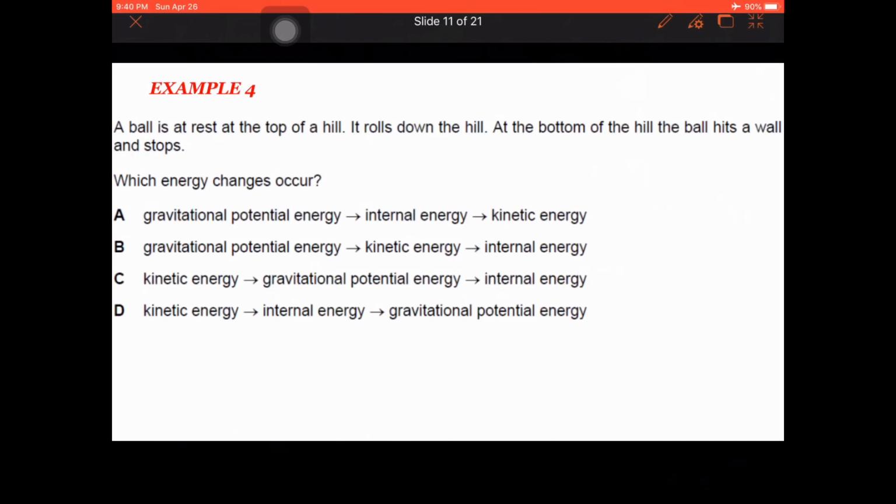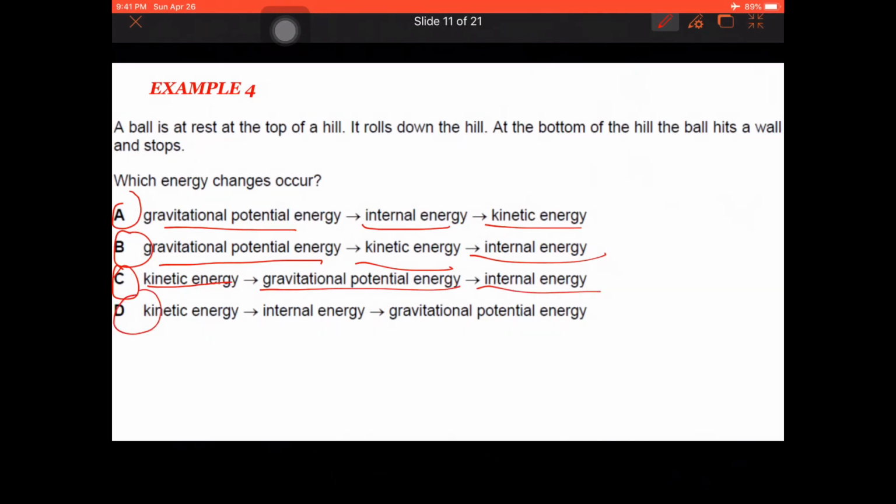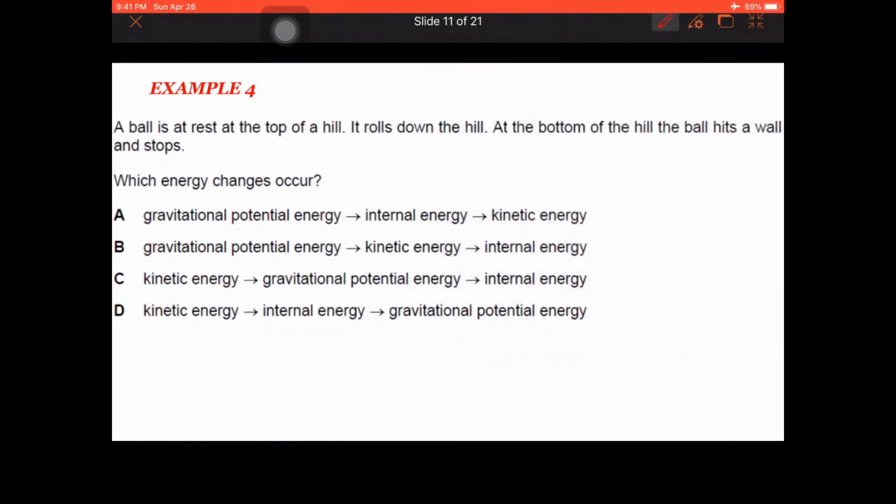Example number 4: a ball is at rest at the top of a hill. It rolls down the hill. At the bottom of the hill, the ball hits a wall and stops. So which energy changes occur? Is it A, gravitational potential energy to internal energy to kinetic energy? Or B, gravitational potential energy to kinetic energy to internal energy? Or C, kinetic energy to gravitational potential energy to internal energy? Or D, kinetic energy, internal energy, and gravitational potential energy? So we have to analyze that.